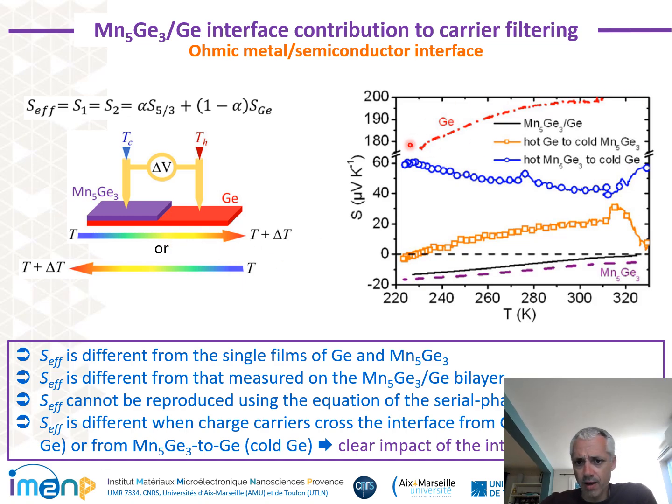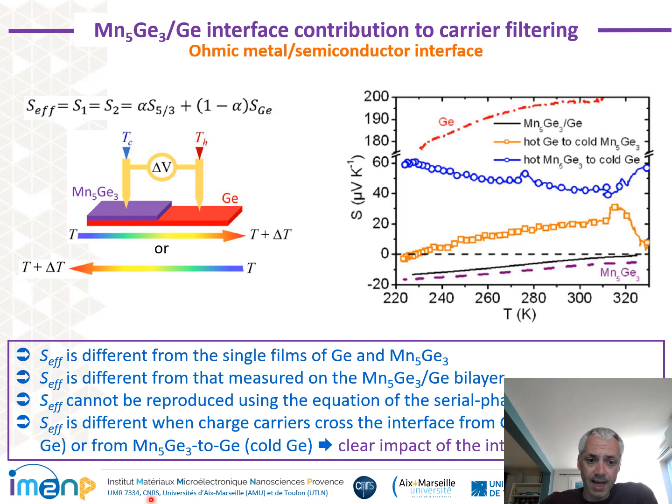In red here you have the Seebeck coefficient of the germanium layer. In purple here you have the Seebeck coefficient of the Mn5Ge3 layer, and in black here you have the Seebeck coefficient of the bilayer. We can see that the Seebeck measurement through the step here is different from the single films, either germanium or Mn5Ge3. It's different from the Seebeck measured on the bilayer, and it cannot be reproduced using the equation of the serial phase geometry, which is here.